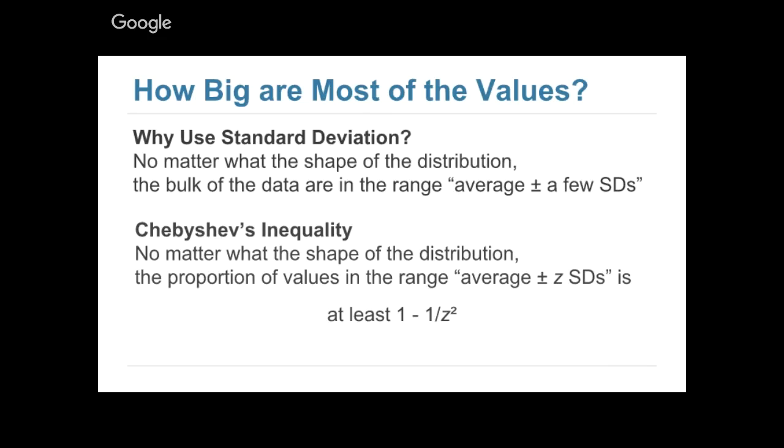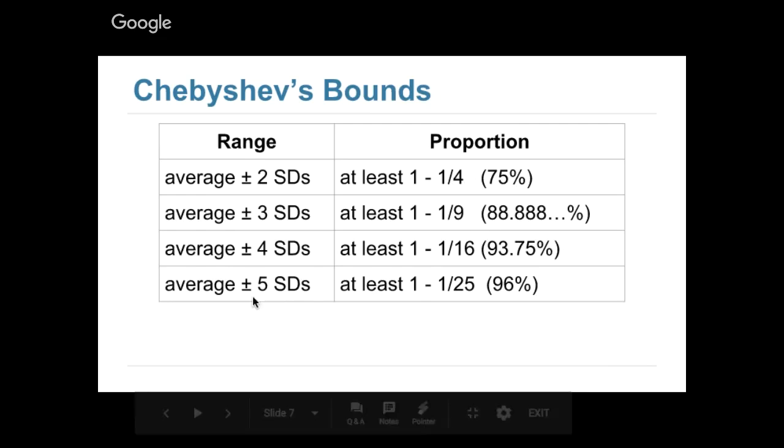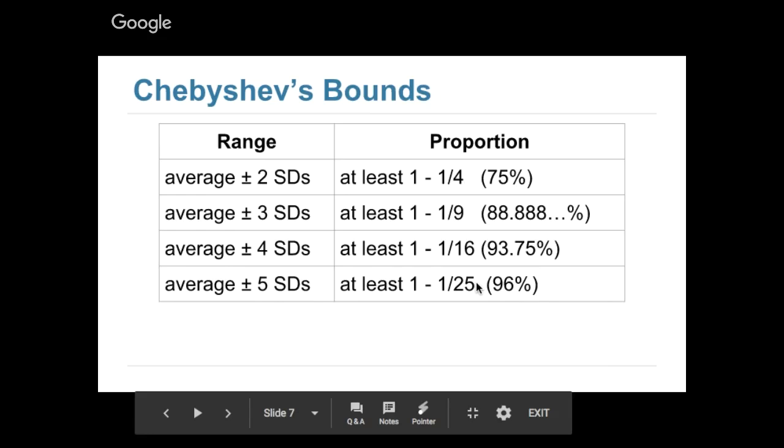Who knows what'll be in there. But with 2 standard deviations, you're going to get at least 75% of your data, which is pretty good. At 3, you're going to get 88%. And once you get up to 5, you have 96% of your data within there.